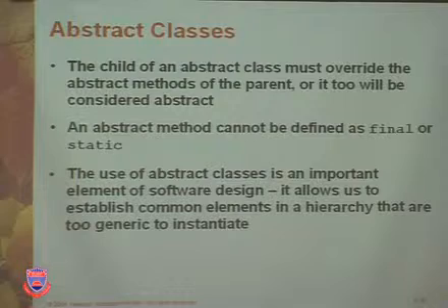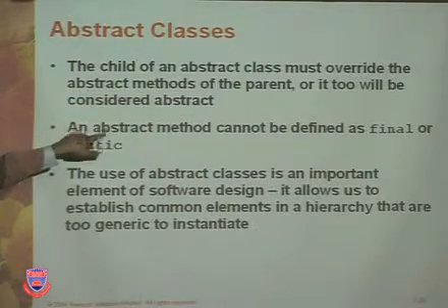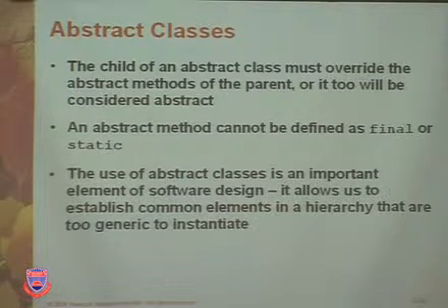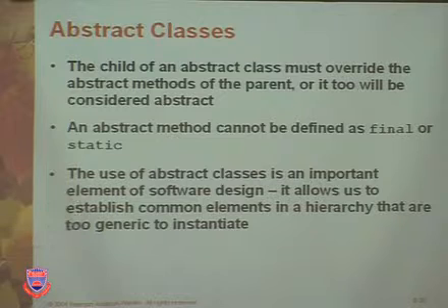So if you have a child of an abstract class, you have to override the abstract methods of the parent, or it's going to be considered abstract as well. So if you extend this abstract class, you have to implement those methods in your class. Otherwise, it is also going to be considered abstract. And you are not supposed to use final or static, since they're abstract definitions.